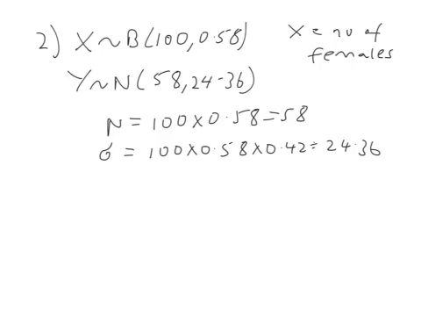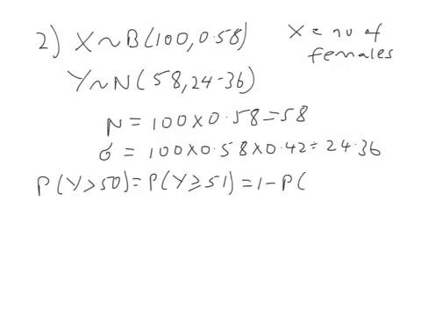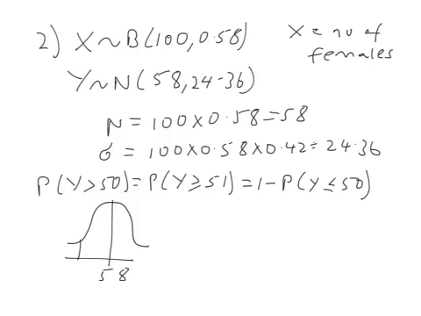So we're after the probability that more than half, so we want to find the probability that y is greater than 50, which is the same as saying y is greater than or equal to 51, which is 1 minus the probability that y is less than or equal to 50. But if we draw the normal distribution, there's 58, there's 50, we want it to be less than or equal to 50. So if this is 50 here, then we need to include that area there.